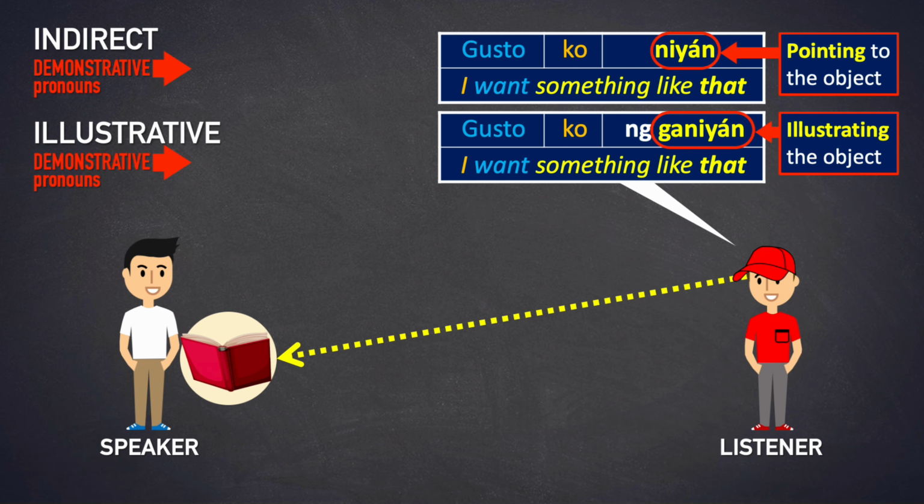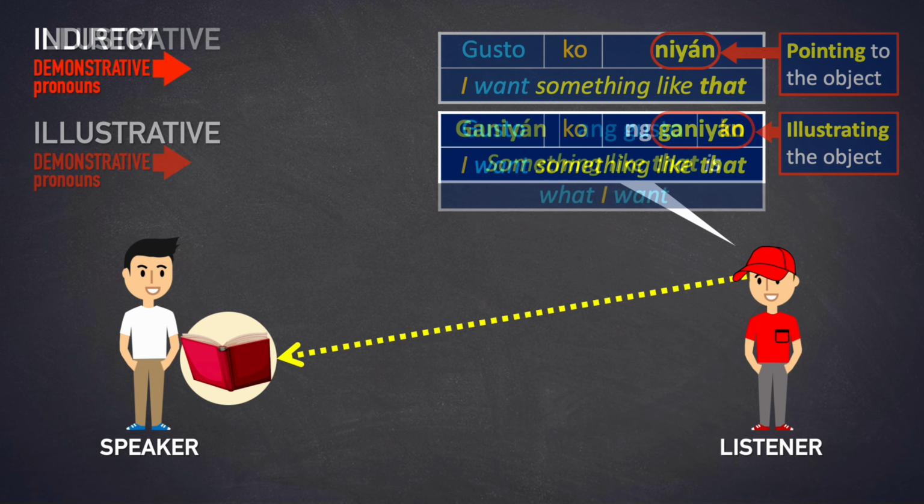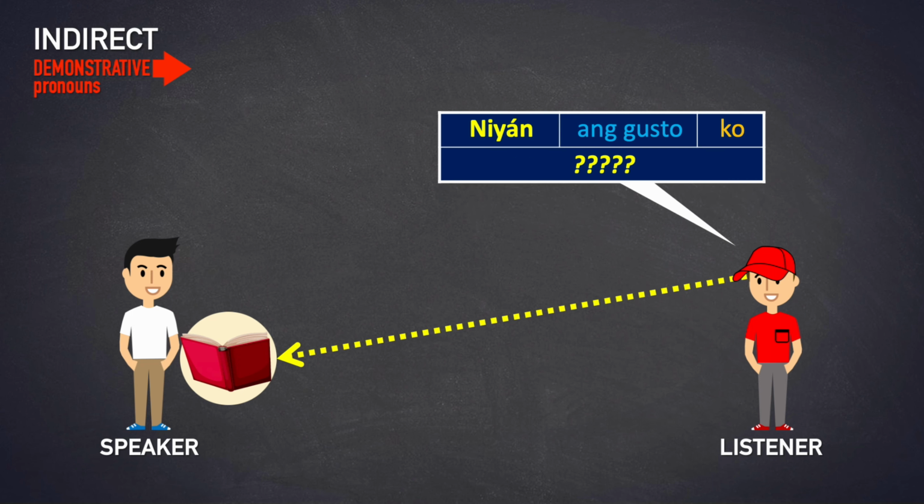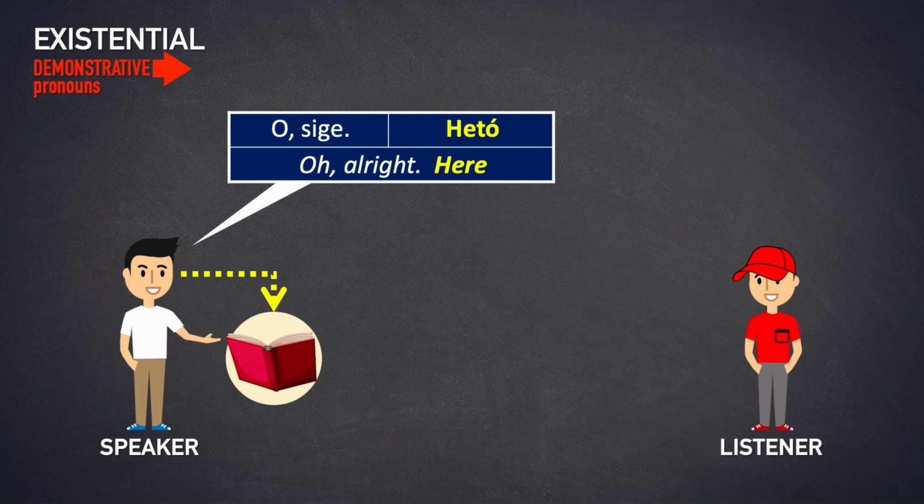Remember, niyan is pointing to the object. Nang ganiyan is illustrating the object. Ganiyan ang gusto ko. Something like that is what I like. You can reverse the word order with illustrative pronouns like ganiyan. But you can't do that with indirect pronouns. You can't say, niyan ang gusto ko. There's no such thing in Tagalog. Got it?